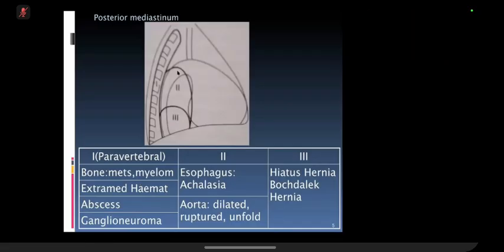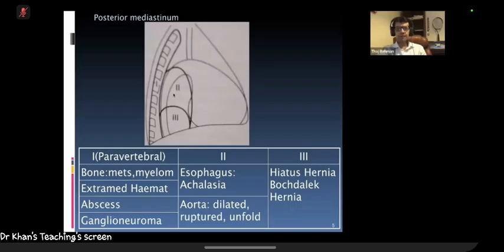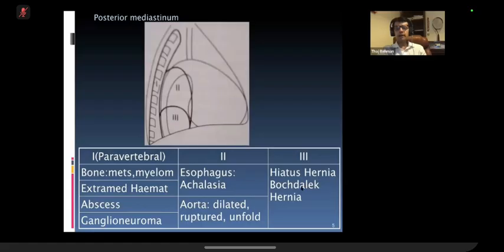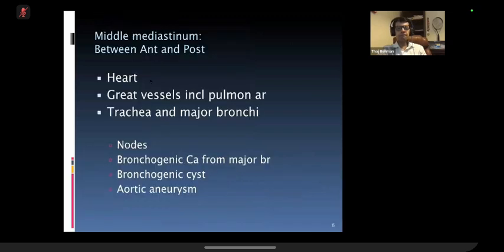Now coming to the anterior part of the posterior mediastinum, there are only two. There is only one, to be honest: esophagus, achalasia cardia, and dilated aorta. Now in the lower part of the posterior mediastinum, here anterior to the spine, there is only hiatus hernia and Bochdalek hernia, which are both diaphragmatic hernias. So there aren't quite a lot of differentials if you keep this concept in mind.